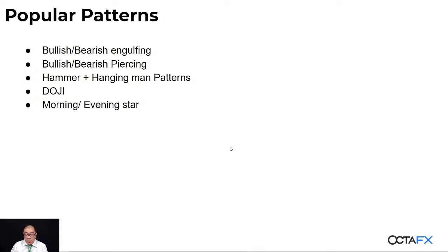But here are your popular patterns. We have the bullish and bearish engulfing. We have the bullish and bearish piercing. We have the hammer and hanging man patterns. We've got the doji. I'm going to touch a little bit on the morning and evening star, although those are three candle patterns, which is a little bit more advanced, but we'll touch on those tonight.